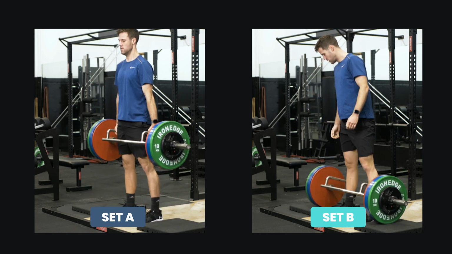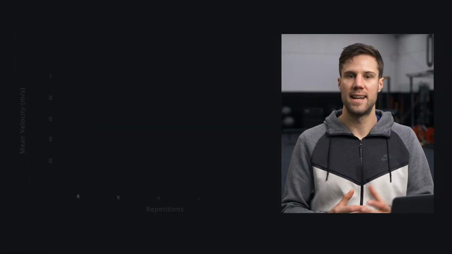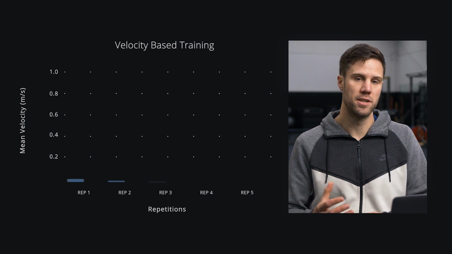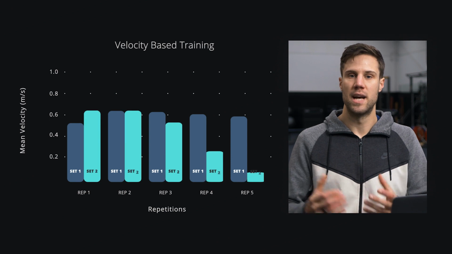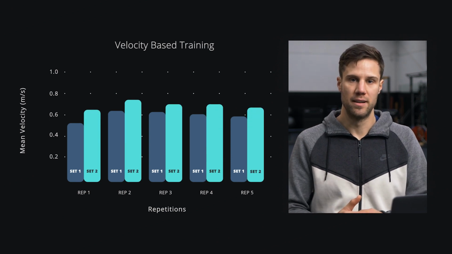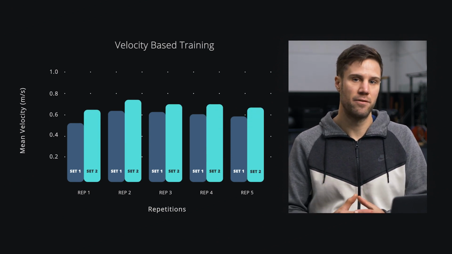Now, a good coach might be able to tell that set B is a little more explosive and a little poppier than the first set, or set A, but by how much? When we use velocity tracking instead of guessing, we start to really see the difference and how much of a difference there is between these sets. From the data, we can see that set A has an average velocity across the set of 0.59 meters per second, while set B was up at 0.7 meters per second. Now that's a 16% differential in speed.